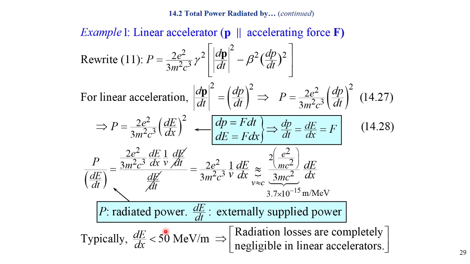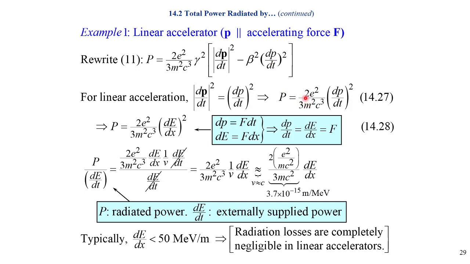Linear accelerator. That is, P is parallel to the acceleration force. In terms of P, that's equation 11. So P equals gamma squared dP squared over dt squared. Because it's linear acceleration, the particle moves in this direction and the acceleration force is parallel to it. Okay? So this one times minus this one.